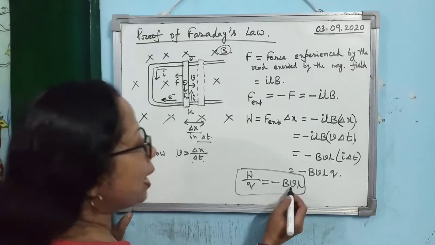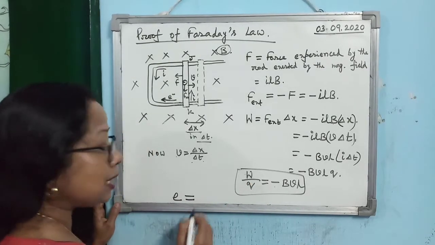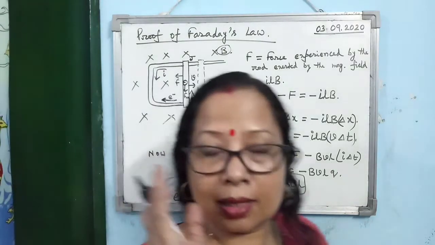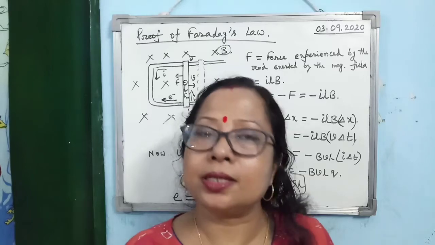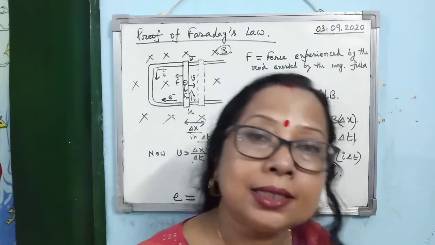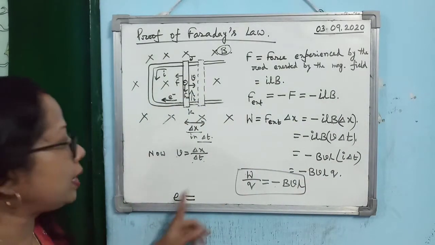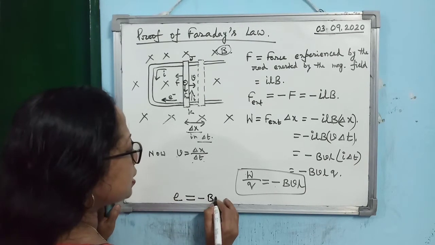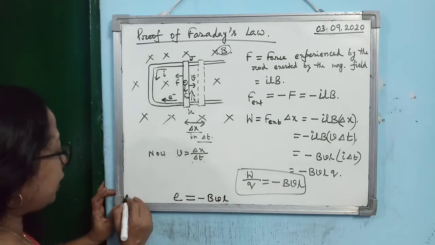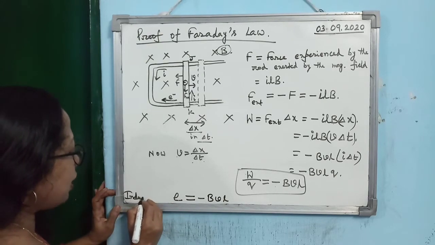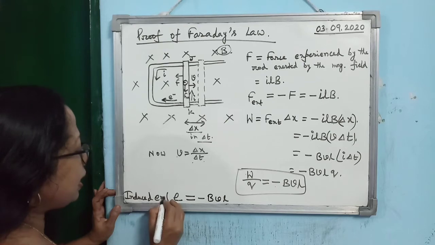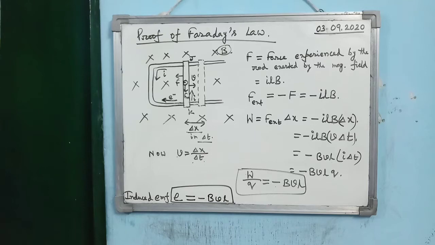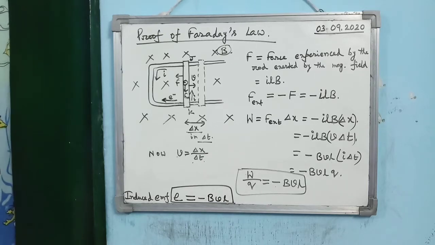So work done per unit charge is nothing but the EMF developed within the conductor, which we have learnt in the earlier chapters, isn't it? Work done per unit charge is known as the EMF. So here what will be the EMF induced? I am writing that the induced EMF is given by this relation: E is equal to minus B into V into L.